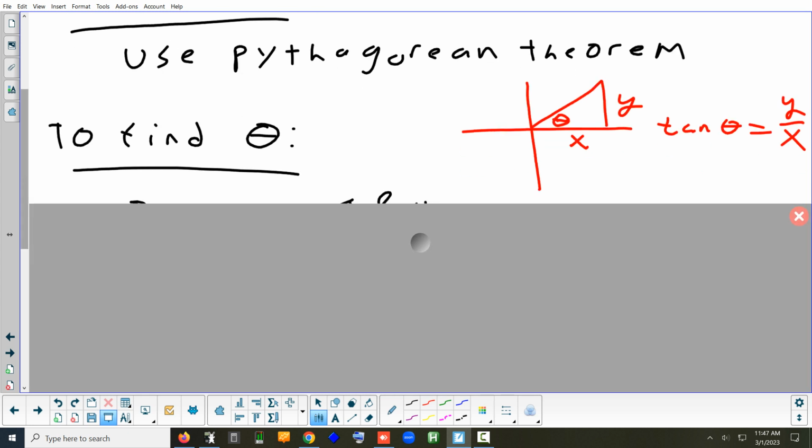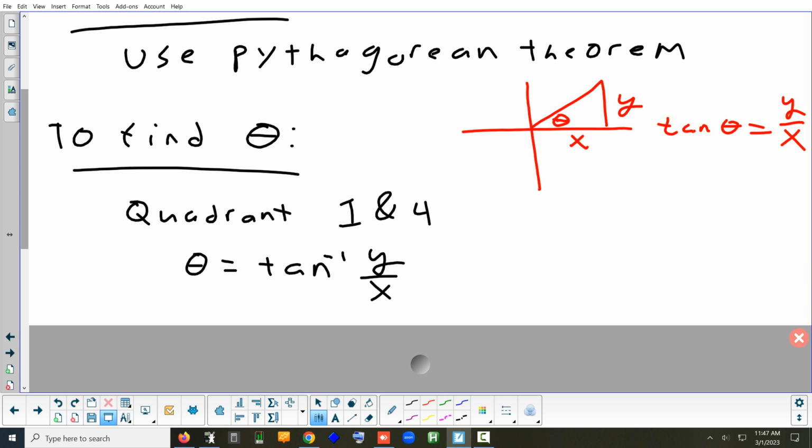Inverse tangent. So if you're in quadrants 1 or 4, inverse tangent will work fine. It'll give you the answer because the inverse tangent is always an answer between negative 90 and positive 90. That's the range of inverse tangent. But the problem with that is negative 90 to 90 only covers quadrants 1 and 4. If you have an answer in quadrants 2 or 3, that's the other half of this diagram.